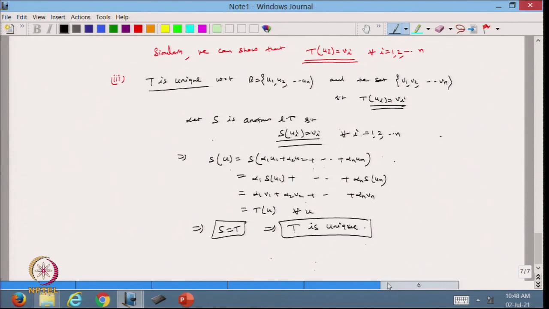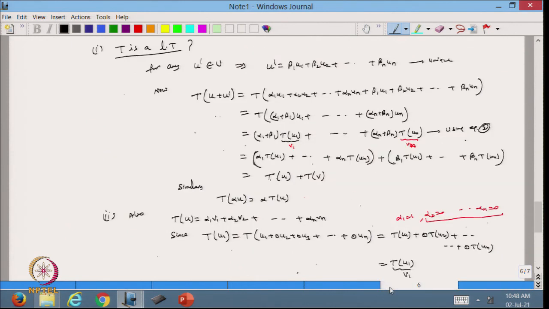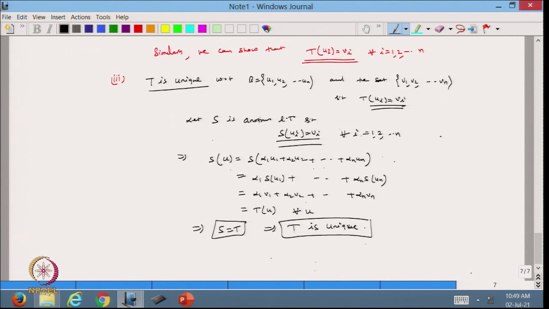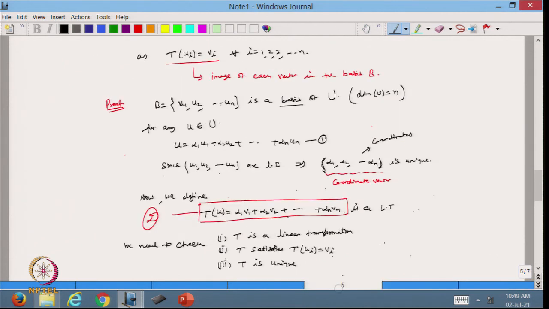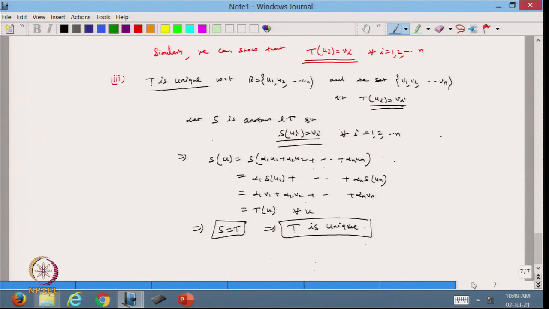So, T will be unique. So, always to define the linear transformation, we need a set of bases in the vector space U, and then we need some vectors in V, so that we can define a map like this one. So, suppose we have the knowledge of T u i is equal to v i, and based on this knowledge I can define the linear transformation like this one, and that transformation will be linear, it will satisfy this condition, and it will be unique. So, that way we can define the linear transformation.